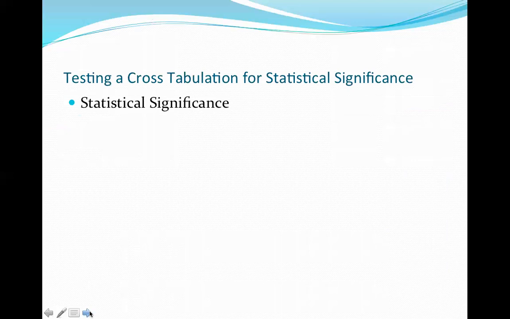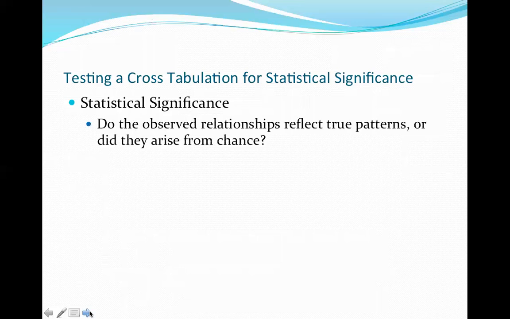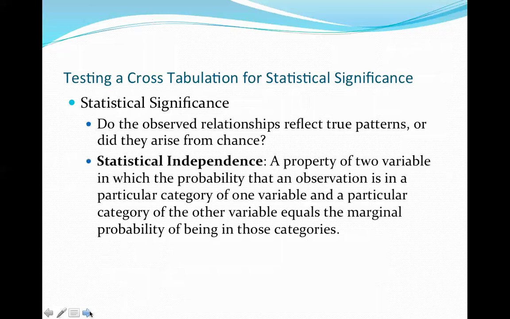Okay, so how can we talk in a more concrete manner about what the crosstab is showing us? So what I want to do here is combine our conversation about the cross tabulation with what we talked about last week and statistical inference. So can we show a statistically significant relationship between variables using a cross tabulation? So again, simply we're asking, do the observed relationships reflect true patterns, or could they just be arising from chance?